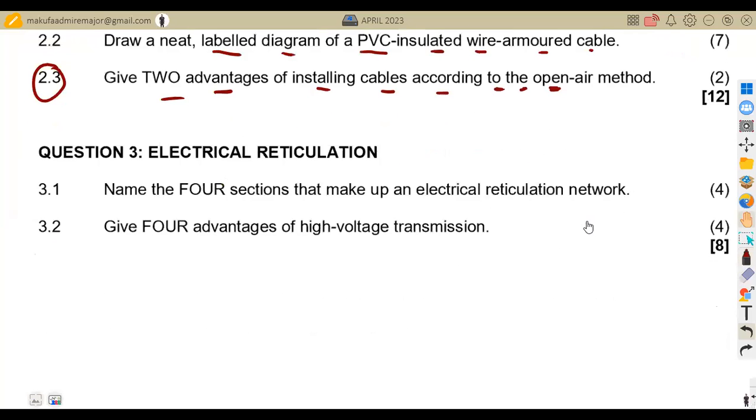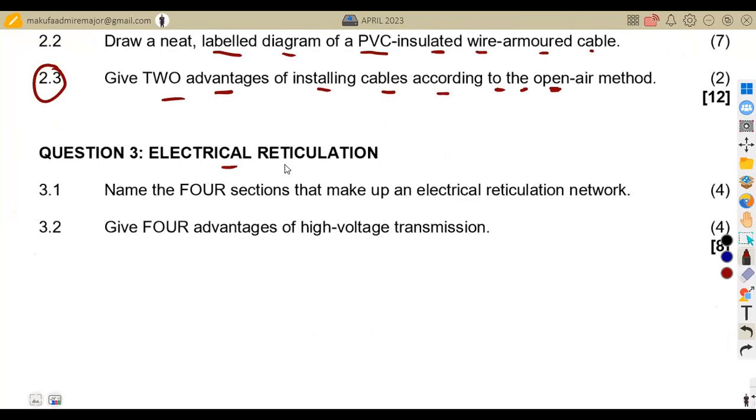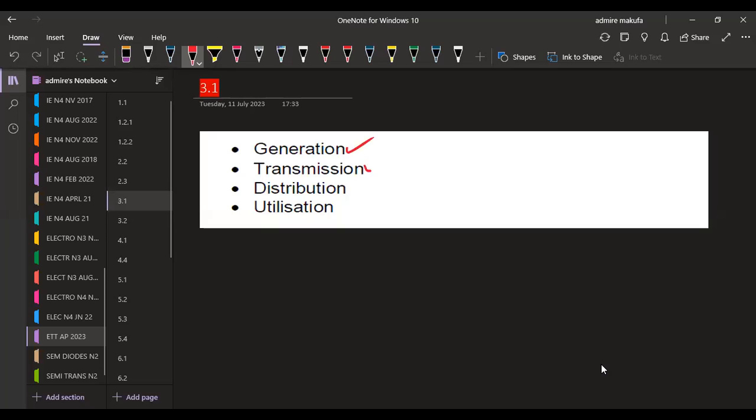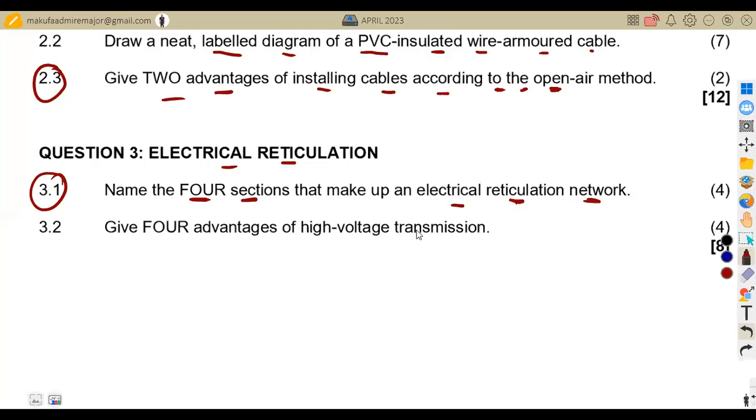All right, then the other part on question 3, which was on electrical reticulation. First part was to name 4 sections that make up an electrical reticulation network. What are the sections, the components that make it up? So in this case, we understand that it starts from the generation, the transmission, the distribution, and the utilization in this case. So what we need is to understand each of these sections like we are given. They might ask us that way to list or to name any of these sections.